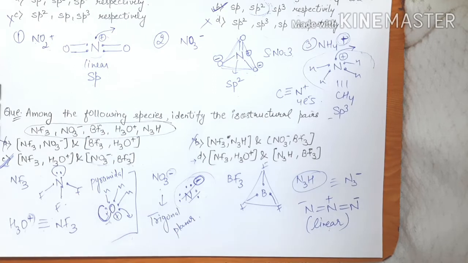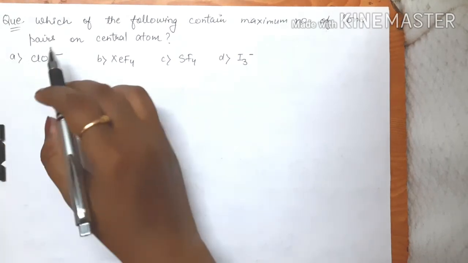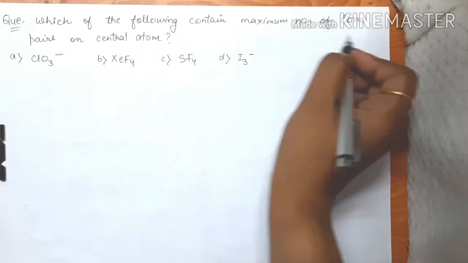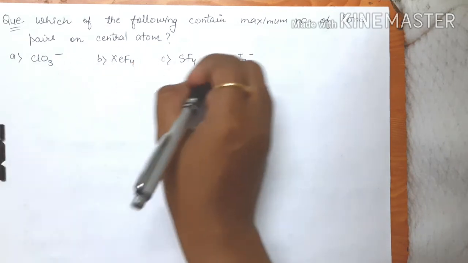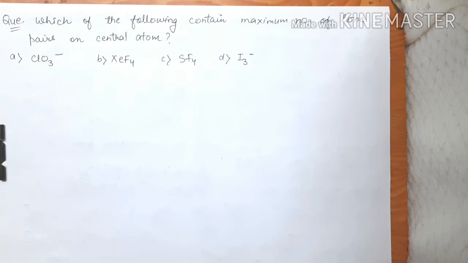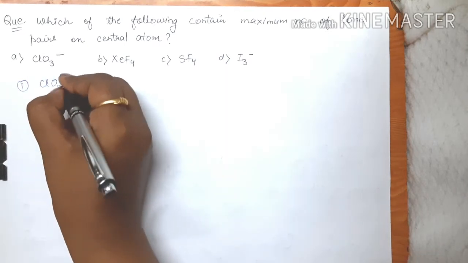So now we'll move on to the next question. The next question says: which of the following contain the maximum number of lone pairs on the central atom? So these are the 4 options given. We have to basically find out the structures of the molecules. From the structures we can find out how many lone pairs are present on each of these molecules. So starting with the first molecule, which is ClO3 negative.